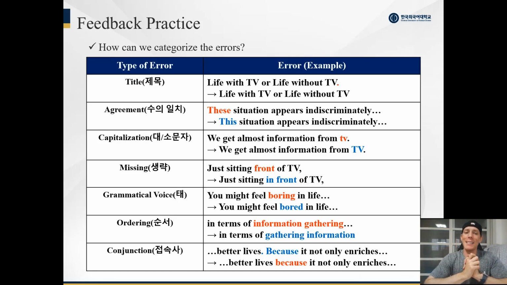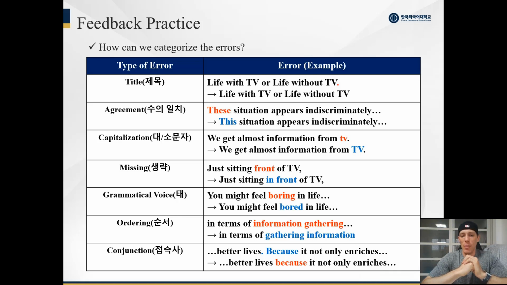Next one, capitalization. We have a problem. TV is capitalized because it's a shorthand abbreviation of television. So we get this information from TV capitalized. Next one, we have a word missing. Just sitting in front of TV, you're missing a word. So just sitting in front of the TV is right.